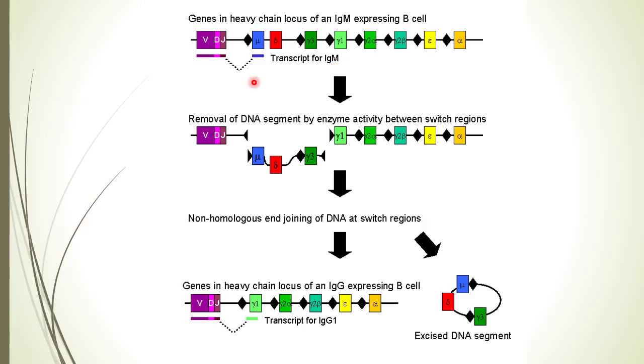When it's time for the B cell to produce a different isotype, enzymes such as activation-induced cytidine deaminase, or AID, cleave the DNA at switch regions, indicated here by diamonds, located between each exon. They then excise a loop of DNA and rejoin the 2 strands. This allows a new downstream exon to be activated, leading to the production of a new isotype. Here, the gamma 1 exon will produce IgG1.